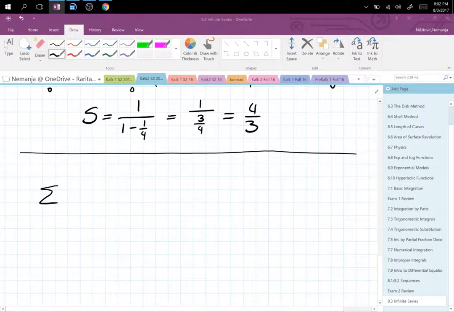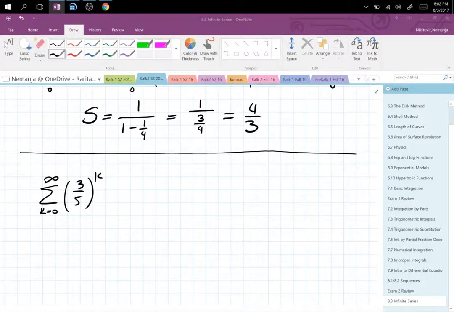So, in a textbook, summation of 3/5 to the k goes from 0 to infinity. We don't have to write this k equals 0, we can just say 0, and it's understood that it's k that goes from 0 to infinity. So this is the textbook example, problem 20. Go on.